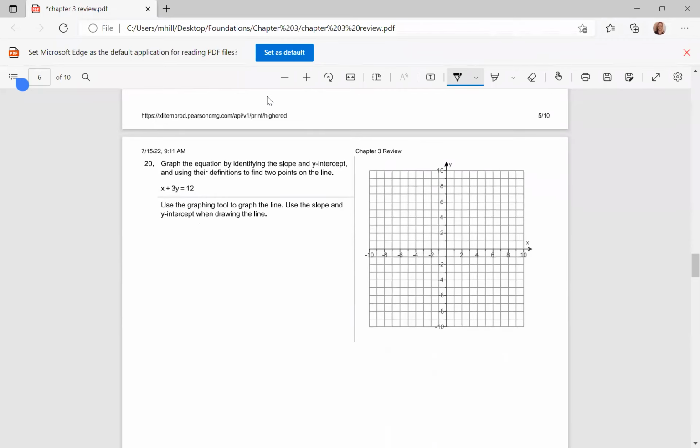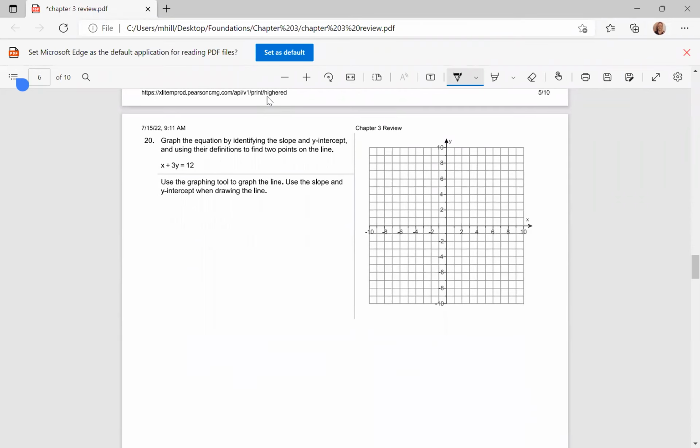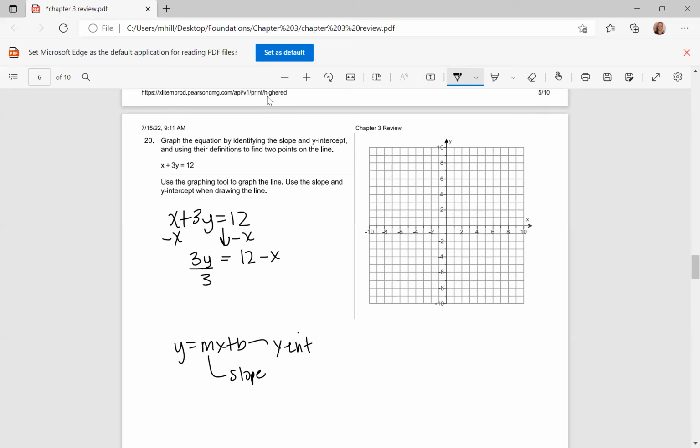Okay, this is the last problem, number 20. It says graph the equation by identifying the slope and the y-intercept. So x plus 3y equals 12. We want it to be y equals mx plus b, so that we will know that m is the slope and b is the y-intercept. So we want to subtract x, start moving things away from that y. So 12 minus x. And we're going to divide by 3.